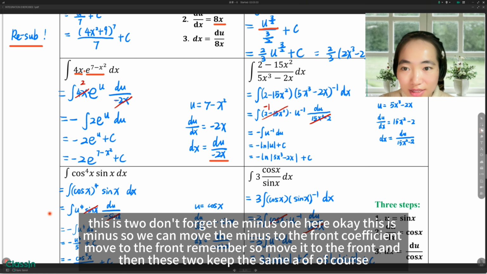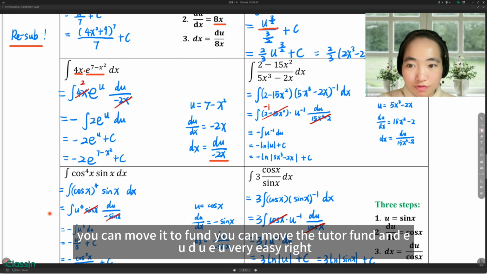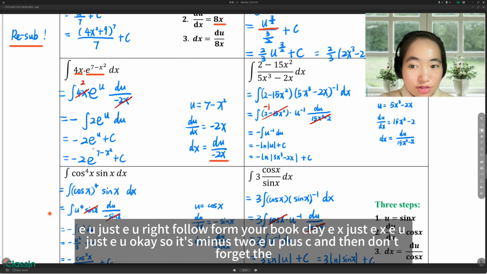Right? This is 2. Don't forget the minus 1 here, okay? This is minus. So we can move the minus to the front, coefficient move to the front, remember? So move it to the front. And then this 2 keep the same, and of course you can move it to the front. We move the 2 to the front. And the e^u du, very easy, right? e^u is just e^u. From the formula booklet, e^x is just e^x, e^u is just e^u. Okay, so it's minus 2e^u plus C.